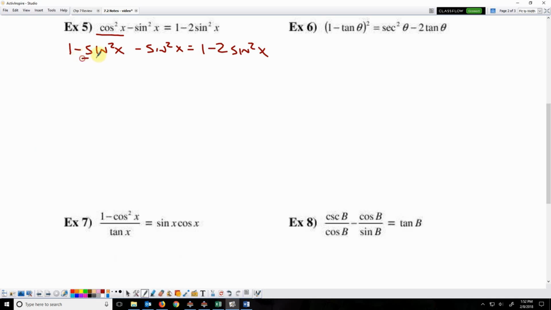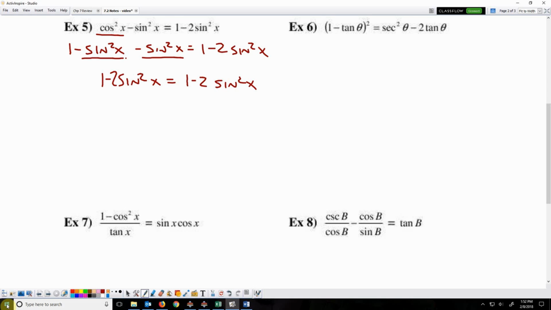Over here I've got a minus sine squared x and another minus sine squared x. Those are like terms, so 1 minus sine squared x minus sine squared x equals 1 minus 2 sine squared x. So all I had to do here was combine these like terms. Minus sine squared x and minus sine squared x is minus 2 sine squared x. The two sides are identical, so I've proven that the original statement is true.